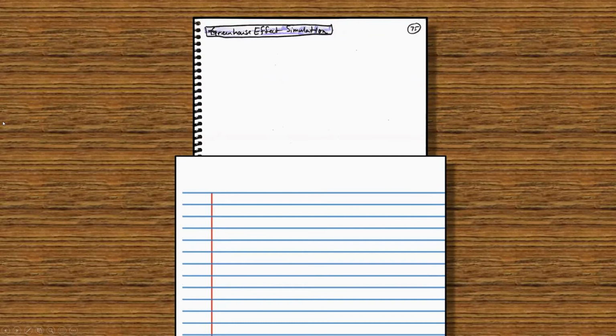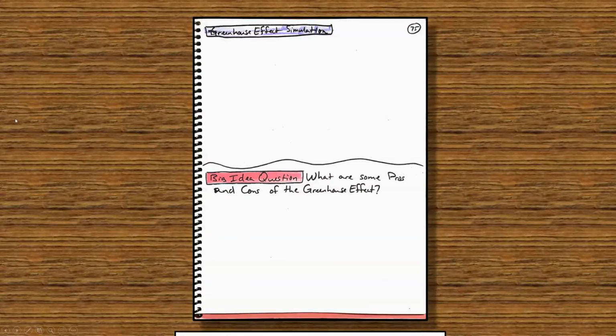And finally, page 75, up at the top, please call this greenhouse effect simulation. We will be looking at an online simulation of the greenhouse effect and answering various questions and taking different kinds of notes on what we find. And then at the bottom is our big idea question. The big idea question this week is, what are some pros and cons of the greenhouse effect?